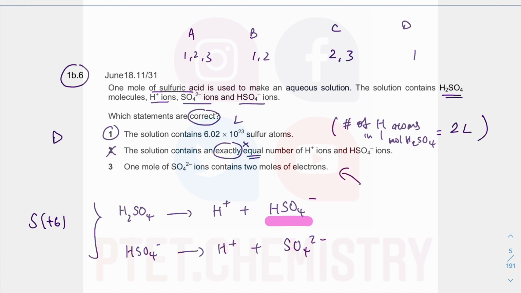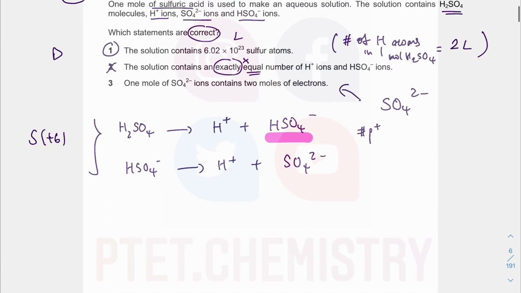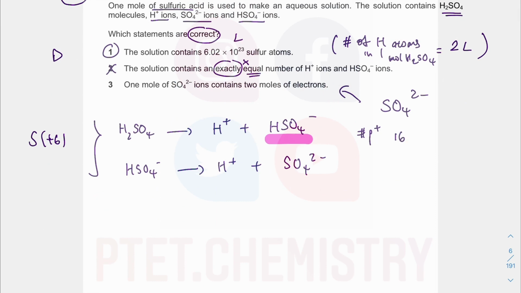If you think about it, SO4 2-: the number of protons, sulfur is element number 16, so it's got 16 protons. You have 4 oxygen, each oxygen is element 8, so it's got 8 protons. So there's the number of protons. 16 plus 32 is just 48 protons.